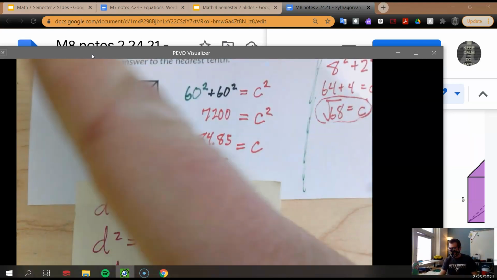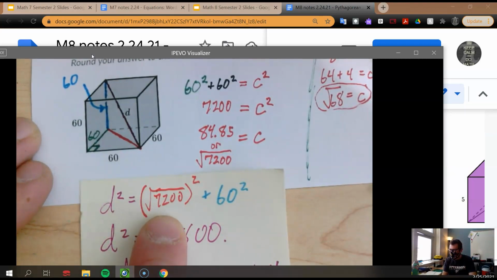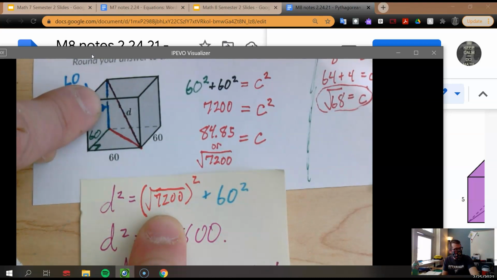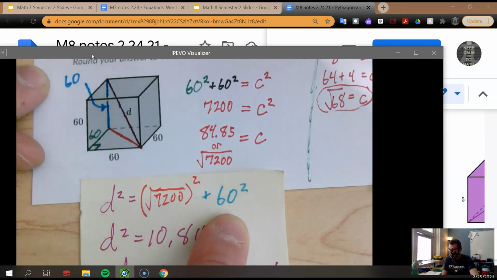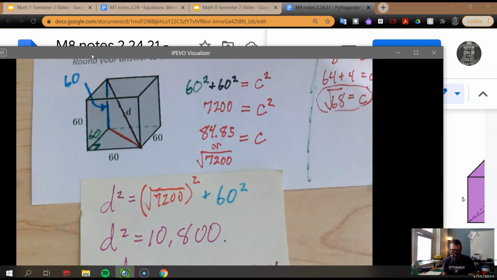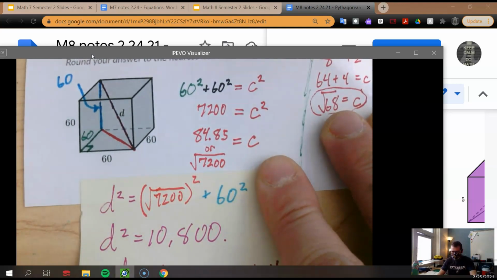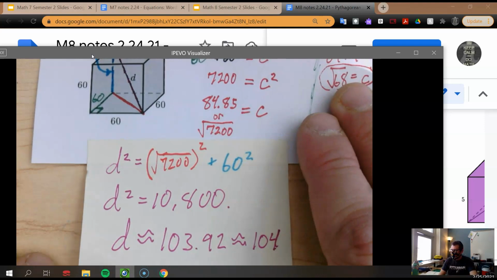So the diagonal triangle has this bottom edge that we said is radical 7200. The vertical edge of the cube is 60 because it's a cube. So this is our Pythagorean theorem, right? Hypotenuse squared will equal leg squared plus leg squared. And again, calculator. I can't do this math without a calculator. So I get d squared is 10,800, but that's the length squared. So if we square root it, it's approximately 103.92.